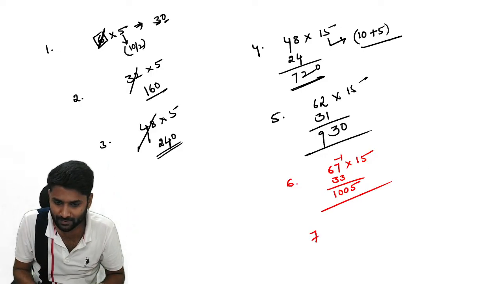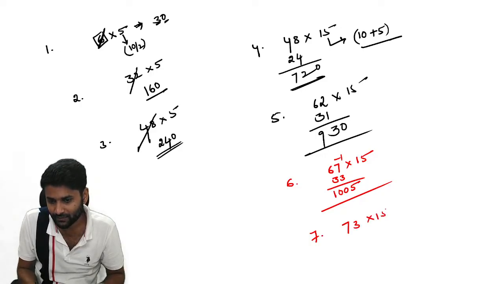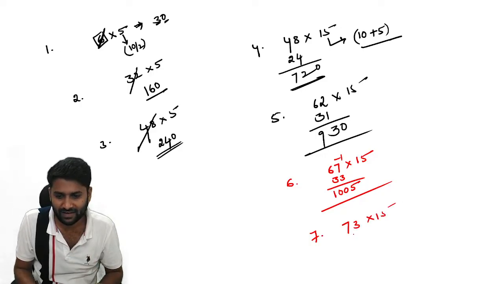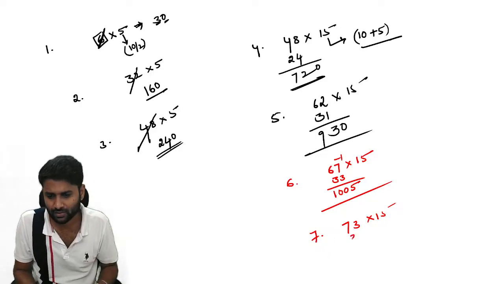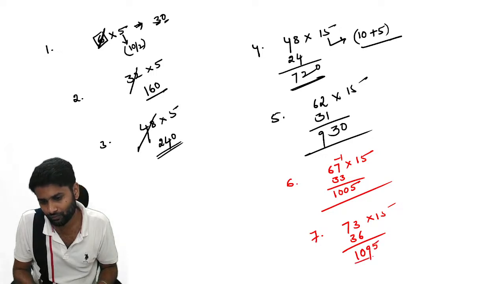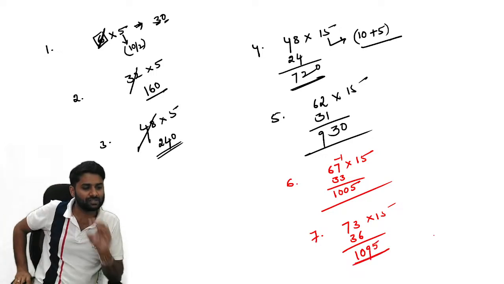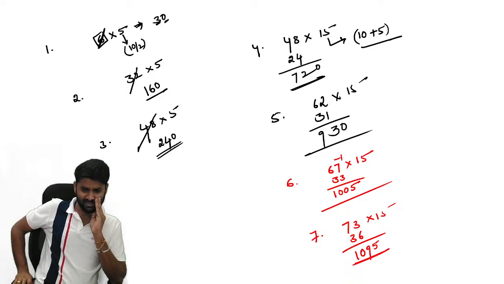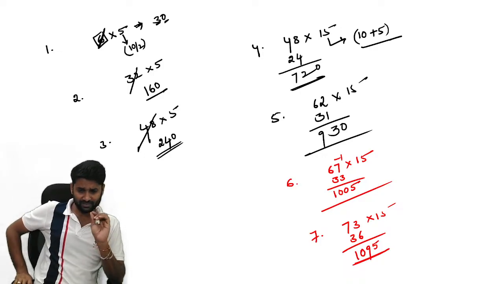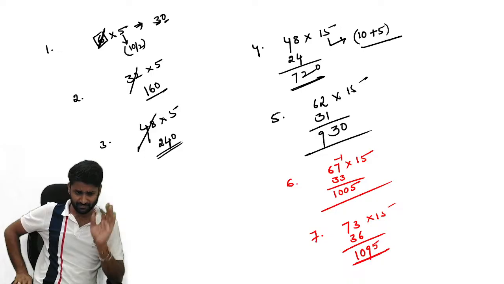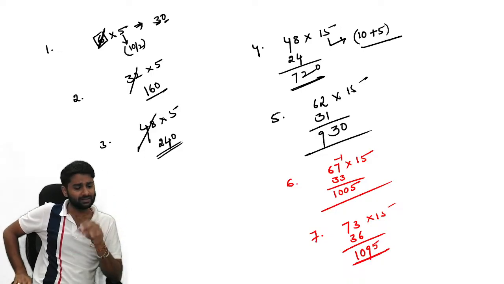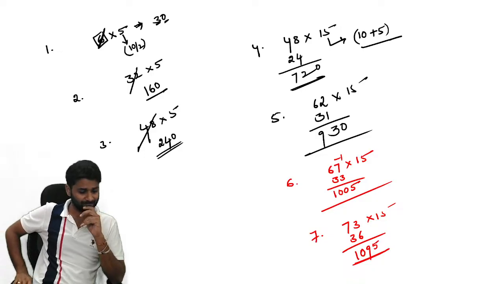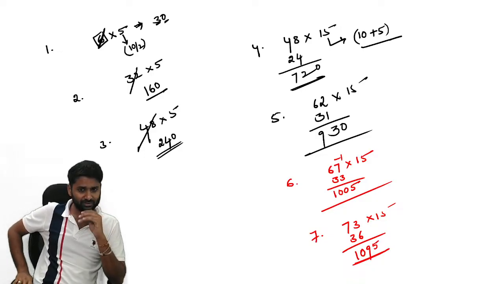Let me take one more example. 73 into 15. So 73, I told you, subtract one value, it is 72. Half of 72 is 36. Then the answer is 1095, and don't forget this one. Instead of 0, you have to consider 5. Why? Because if 5 is multiplied with any even number, the resultant is 0, meaning units place. We are talking about units place. If 5 is multiplied with any odd number, then the units place must be 5 itself. Is it clear?